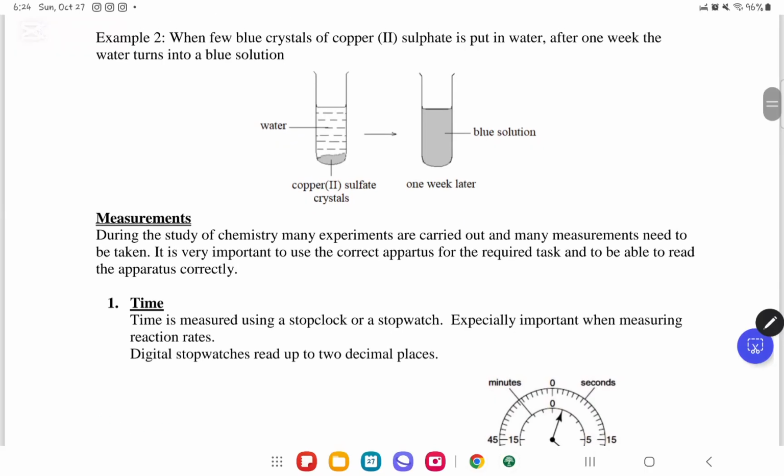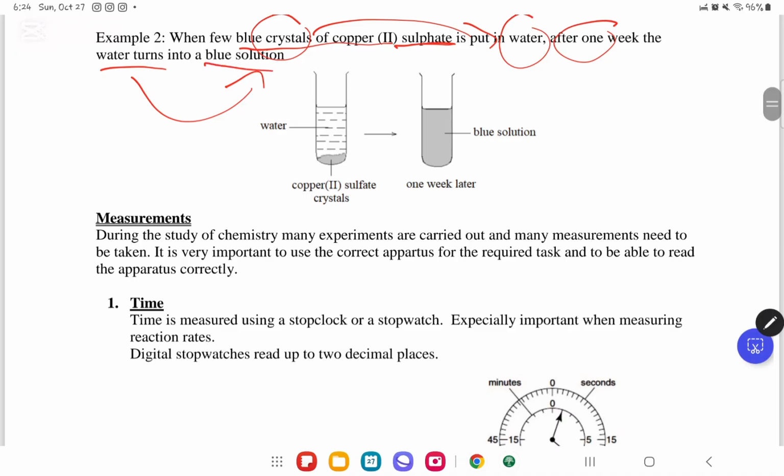In example 2, they said, when a few blue crystals of copper sulfate are put in water, after a week, the water turns into a blue solution. So this is a case of what? Of diffusion. These are crystals, they're going to dissolve into the water, and because they dissolve, they will diffuse as well into the water to give it the color of a blue solution.